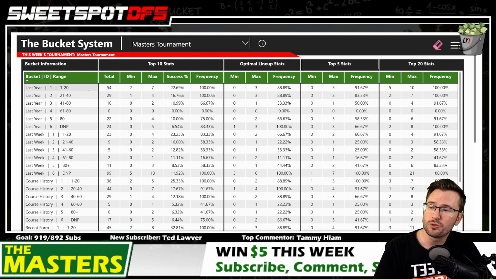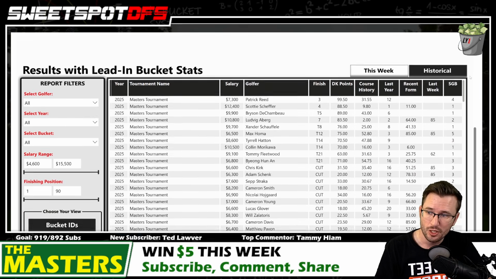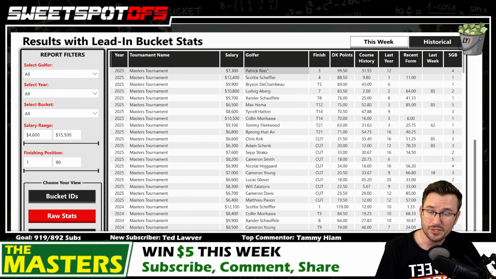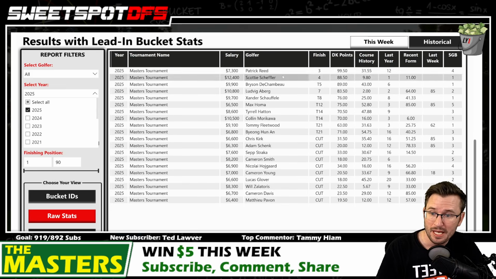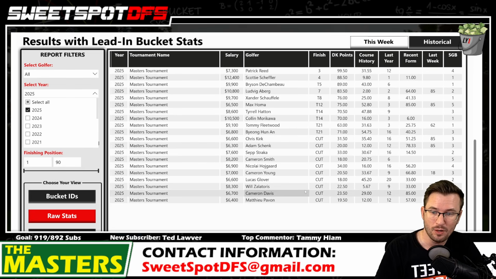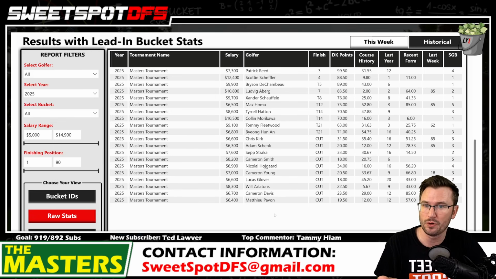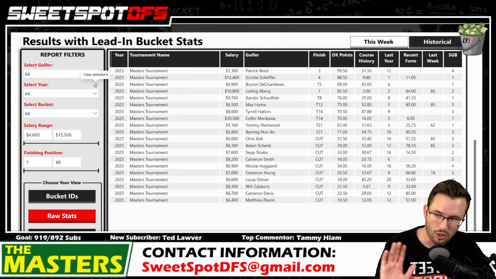But if you wanted to drill down into each of these buckets and then scroll down on the page, you can find the golfers that have represented each of those buckets in the past. You can select whatever year you want to look at, and you can find which golfers represented that bucket, which ones were successful, which ones weren't. Because honestly, looking at both of those key pieces will give you a better idea of which golfers to target this week.